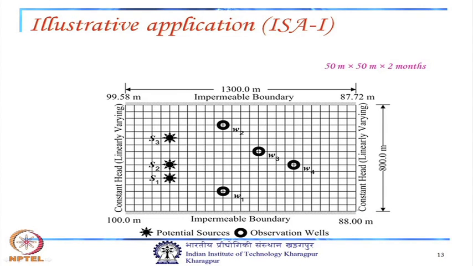So, let us consider one illustrative problem where we have three sources, S1, S2 and S3, and we have four monitoring wells W1, W2, W3 and W4. The domain has two impermeable boundaries and two constant head boundaries, which are linearly varying. So, in this direction, and this is the final direction.